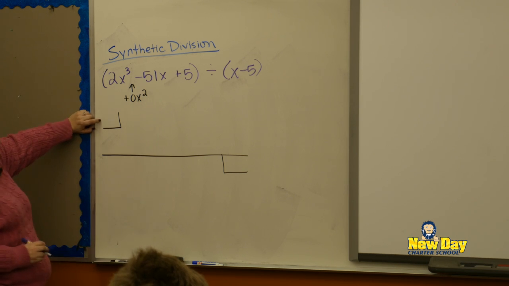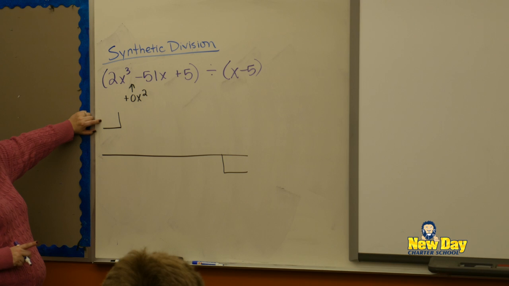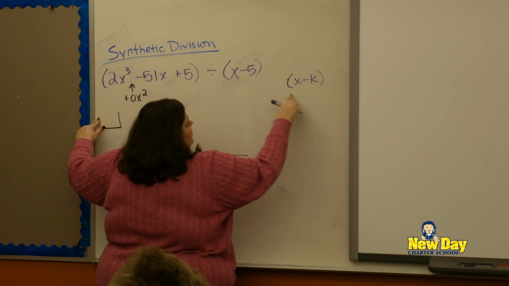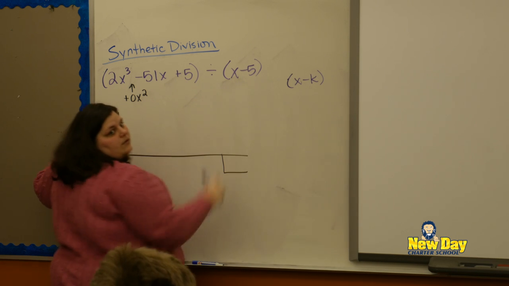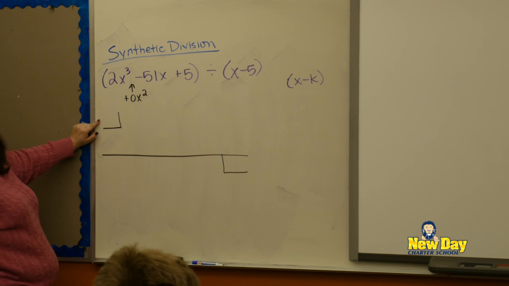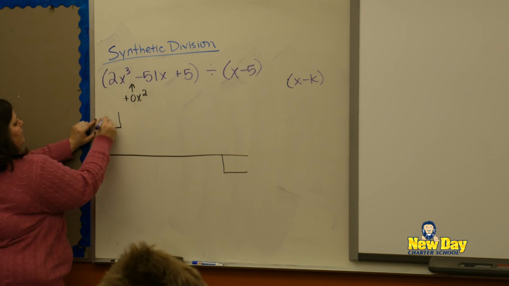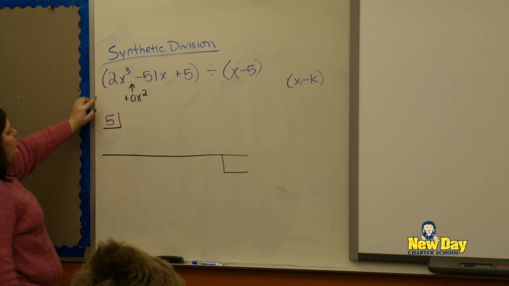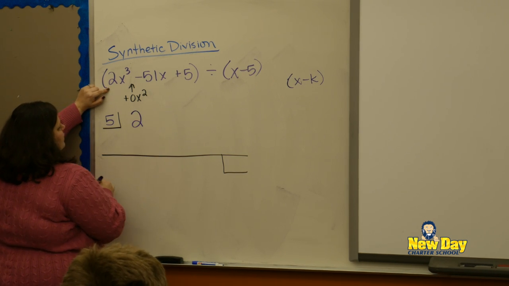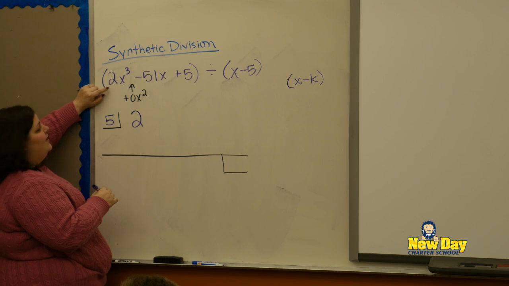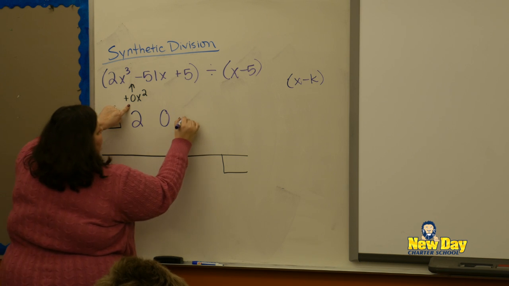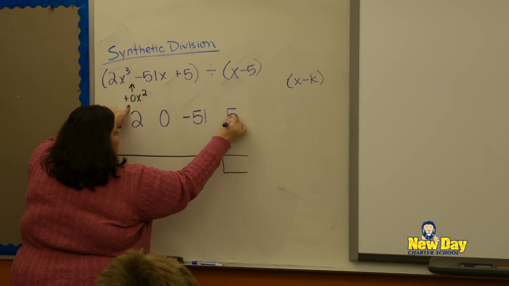First of all, what goes in our box? What's our k here? Positive 5. Because remember, it's always in the form of x minus k. So here we're saying x minus 5. So you can kind of think of it as the opposite of whatever's up there. So if it's negative 5 up there, you want a positive 5. Okay? Then we need our coefficients in order. So we have 2, then what? 0. Then 0. It's very important that you have the 0. Then negative 51, and then 5.